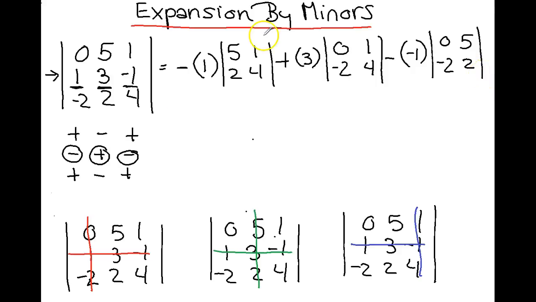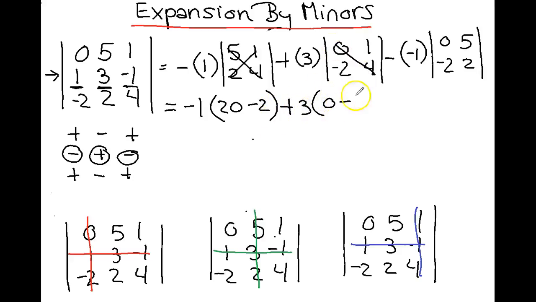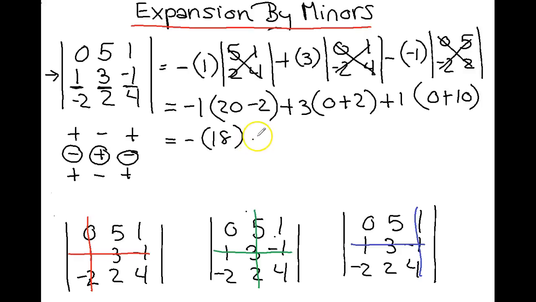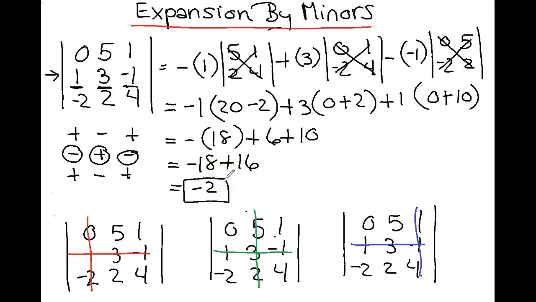So let's go ahead and calculate our 2 by 2 determinants. So we have 20 minus 2 plus 3 times 0 minus a negative 2 is a plus 2. And this is going to turn out to be a positive 1. And we have 0 minus a negative 10, so it's a plus 10. So we have a negative 18 plus 6 plus 10, which is negative 18 plus 16. Again, we get a negative 2. So our result, again, is a negative 2.